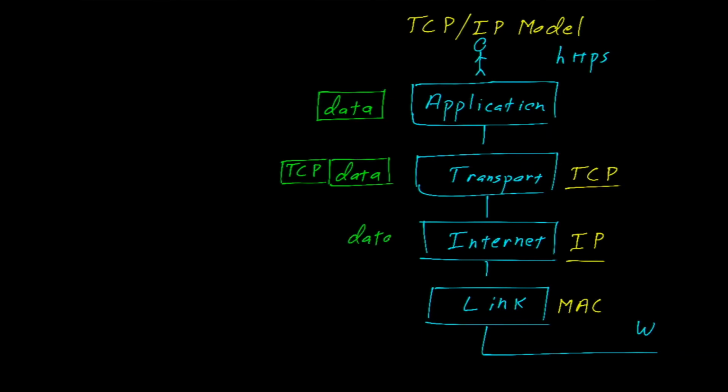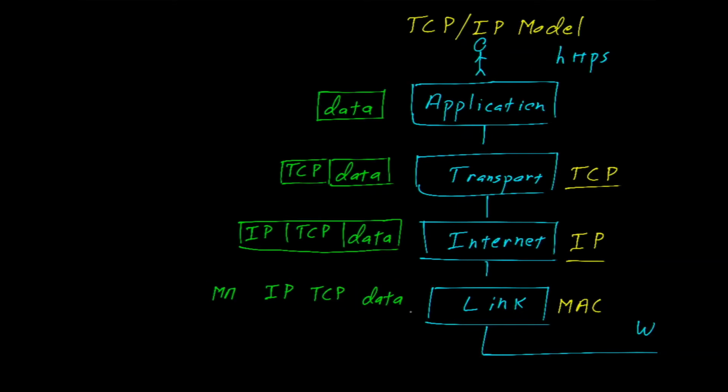So we have the data, the TCP. To this, the internet layer adds the IP address. These three get passed to the link layer. There's the original data, the TCP, the IP, and now the link layer adds the MAC.